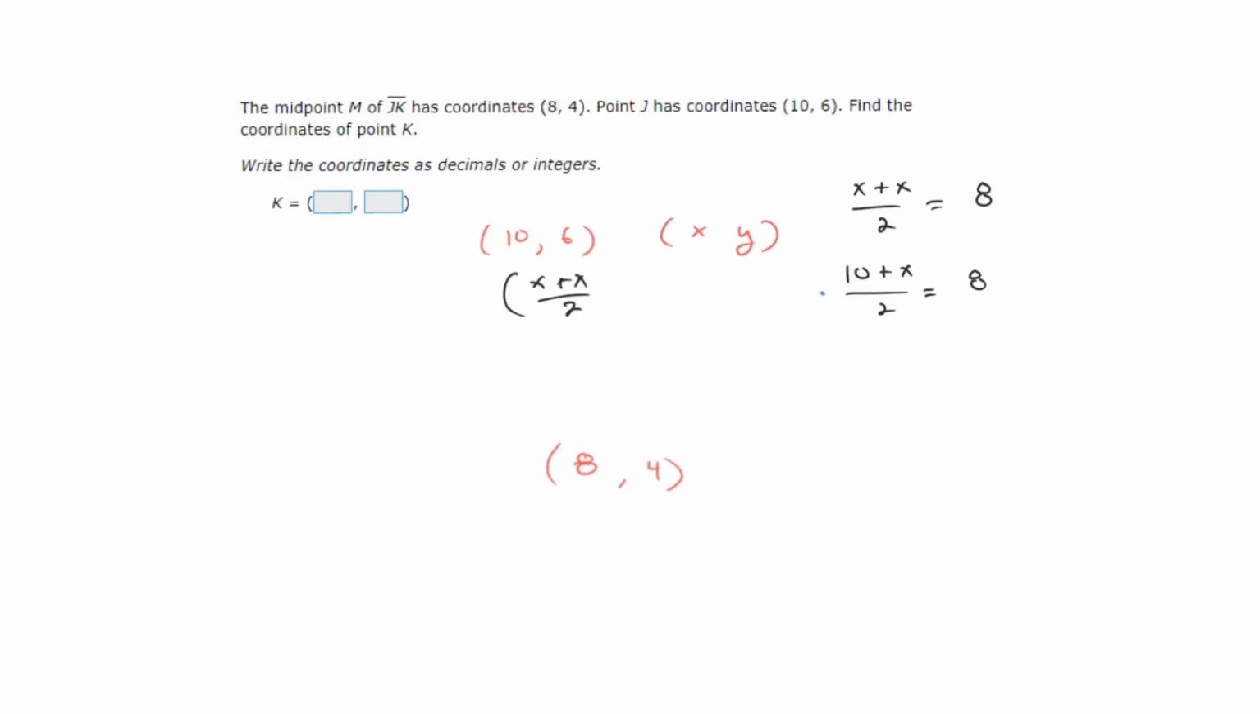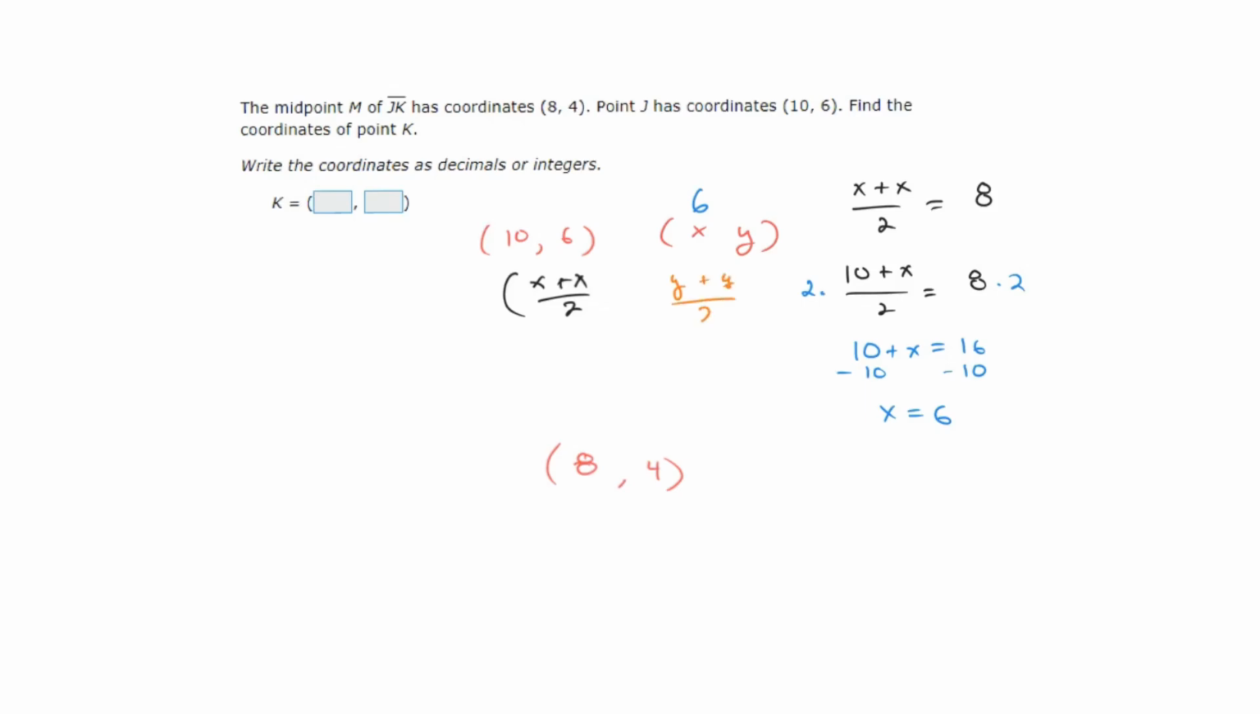Now I can multiply both sides by 2. 10 plus x is equal to 16. Subtract 10, subtract 10. x is equal to 6. So I know this number here is equal to 6. And then same thing here.